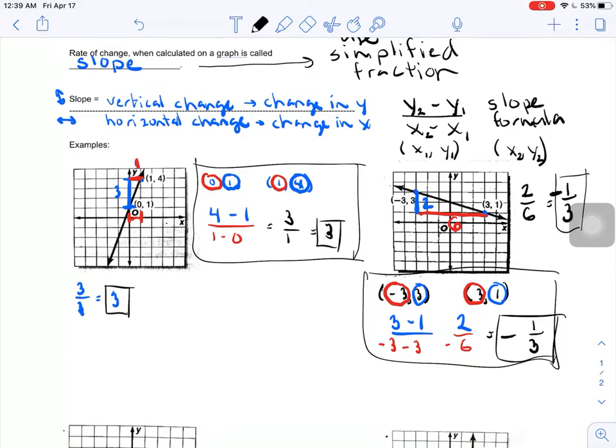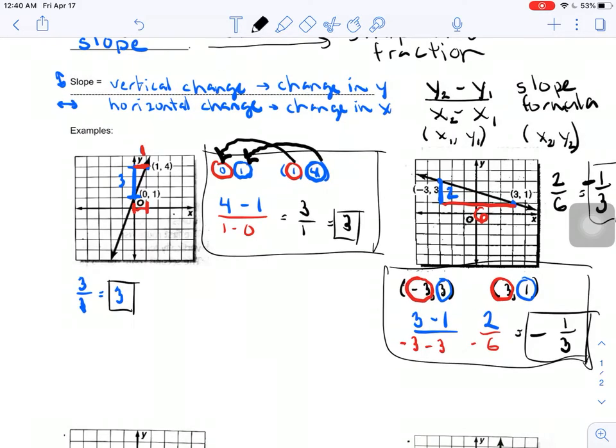Another question that I get a lot when we're working with that is, does it matter which way we subtract? And the answer is no, as long as whichever way you subtract, you keep subtracting that way. So on the first problem, we went from the right to the left coordinate, 4 minus 1, and then the same direction again. I could do that the other way around.